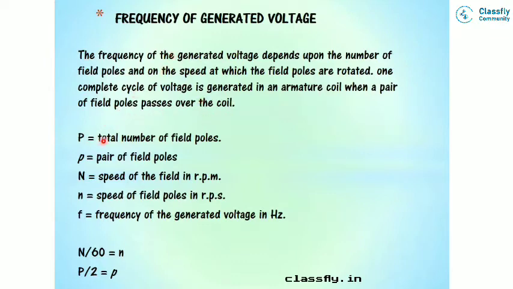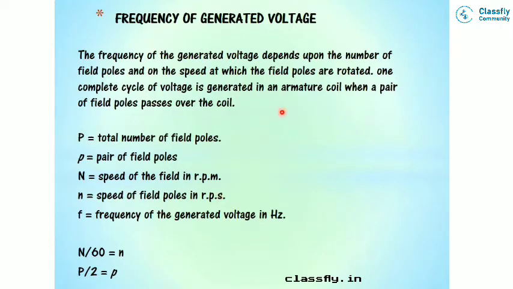Okay, so now see, we denote P here as the total number of field poles, small p as pair of field poles, capital N as the speed of the field in RPM, that is revolution per minute, and small n for the speed of field poles in revolution per second, and F is the frequency of the generated voltage in hertz. So basically, what is the frequency of generated voltage?